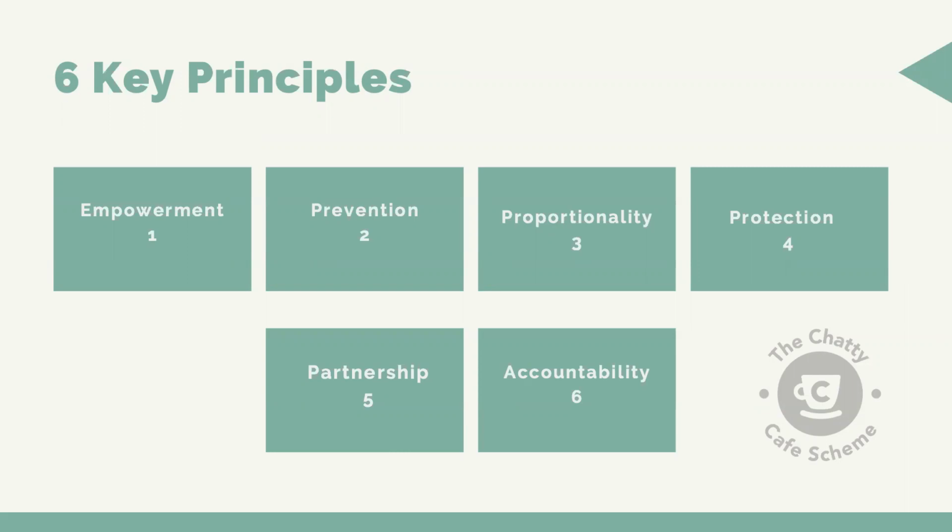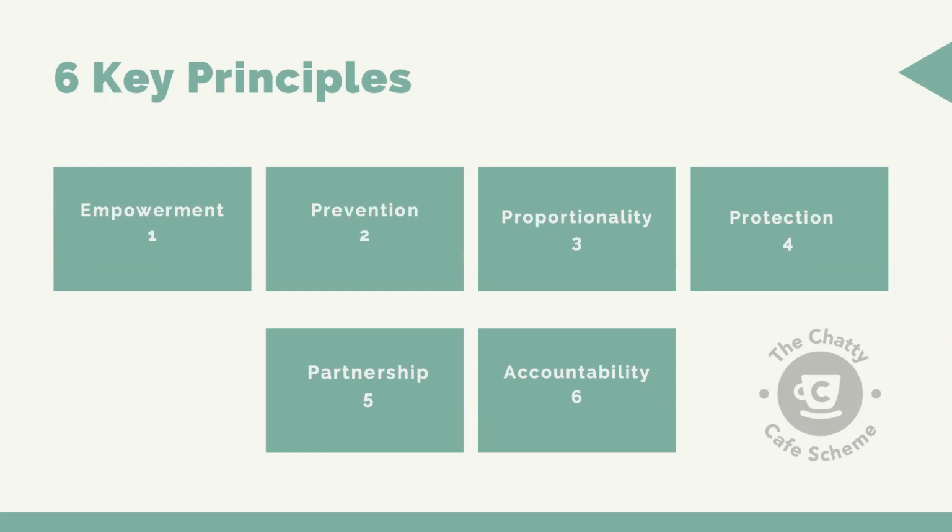Number 3, proportionality. Always look to take the least intrusive response appropriate to the risk presented. As a service, we must respect the person, think about what is best for them, and only get involved as much as needed. Number 4, protection. Protection is all about ensuring we all know how to report a concern within our organisation if needed.